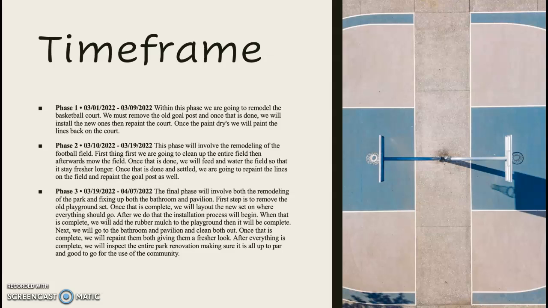Phase 3 of the project will start on March 19th and will go all the way to April 7th. The final phase will involve both the remodeling of the park and fixing up both the bathroom and pavilion. First step is to remove the old playground set. Once that is complete, we will lay out the new set on where everything should go. After we do that, the installation process will begin. When that is complete, we will add the rubber mulch to the playground. Then it will be complete.